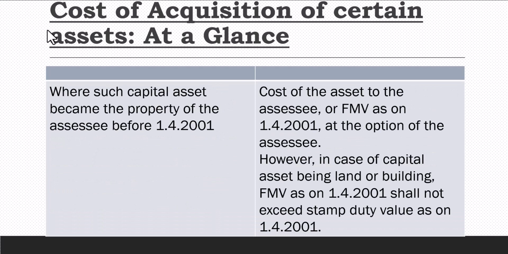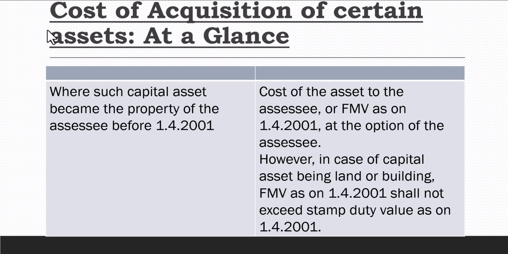Okay, Kajal, can you read this? Yes, sir. Cost of acquisition of certain assets at a glance. Where such capital asset became the property of the assessee before 1st April 2001, cost of the asset to the assessee or fair market value as on 1st April 2001, at the option of the assessee. Okay, hold on, Kajal. So he has to take either the price at which he has bought or the fair market value. So it is an option given to the assessee.